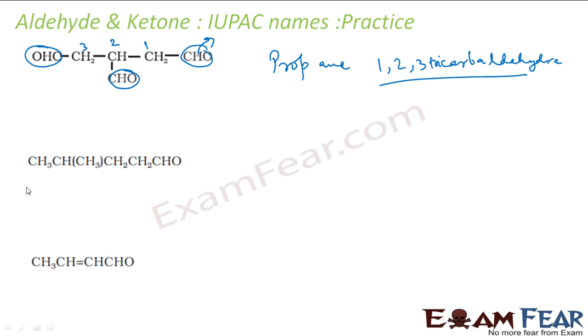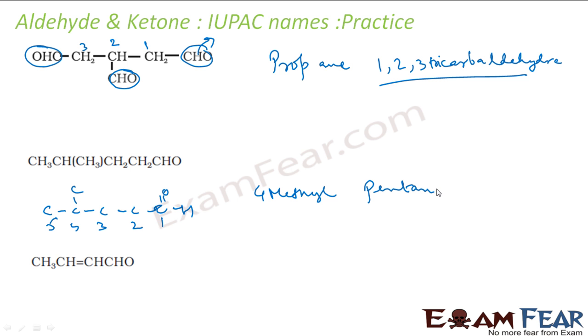Let me draw this because when you draw this, you get a better picture. This is the structure. I have just removed all the hydrogens. Now if you see, this is my chain, the longest chain. Let me number it 1, 2, 3, 4, 5. At 4th I have a methyl group, 4-methyl. I'm done with all my substituents. 5 carbons in the chain. It's pentane, all single bond, and it's aldehyde. Since there's one position only, I can just say pentanal.